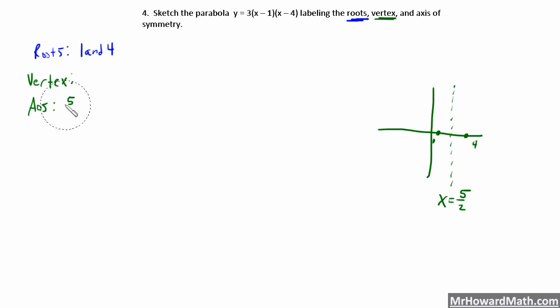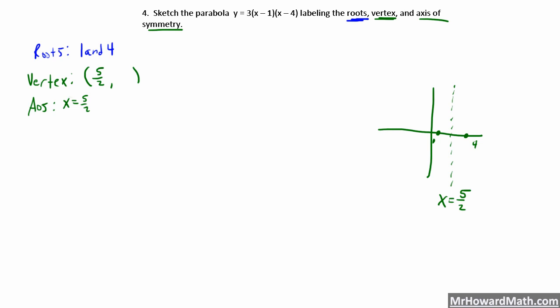Let's do it this way. X equals 5 over 2 or 2.5, however you want to list it. So vertex is 5 over 2 comma something. So we have to find that something by plugging in a 2.5 here. So axis of symmetry we already found, but we need the y-coordinate of our vertex.